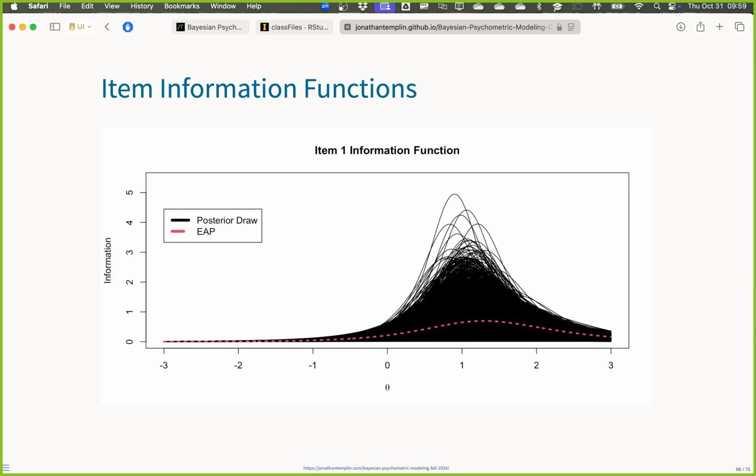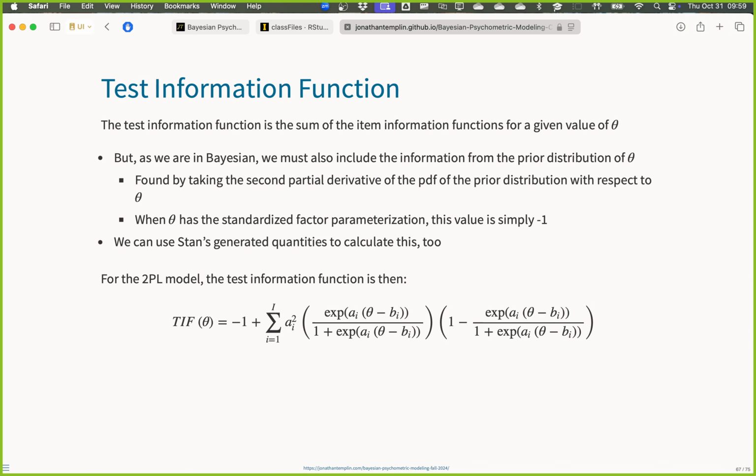So, questions on any of this? I see no questions. All right, let's go to the test information function then. The test information function is listed right here.